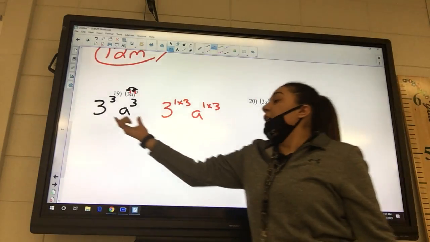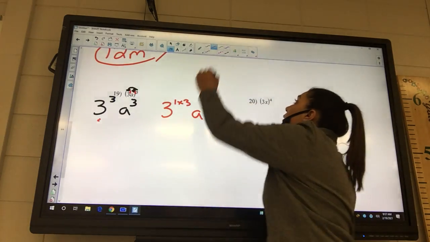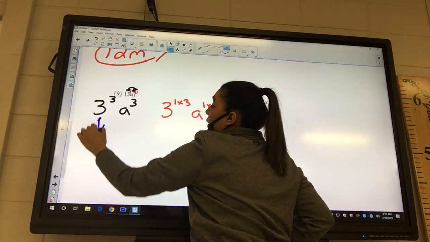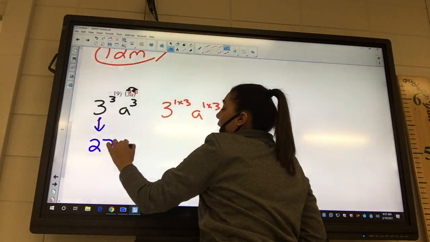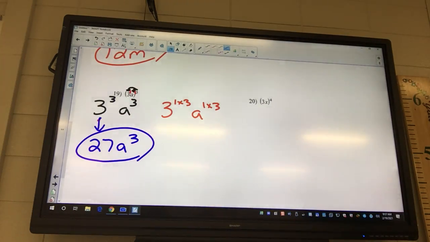So we have numbers and letters, so that means that this needs to be simplified. So what is 3 to the 3rd power? 27, a to the 3rd. Okay, it's really 3 times 3 times 3.